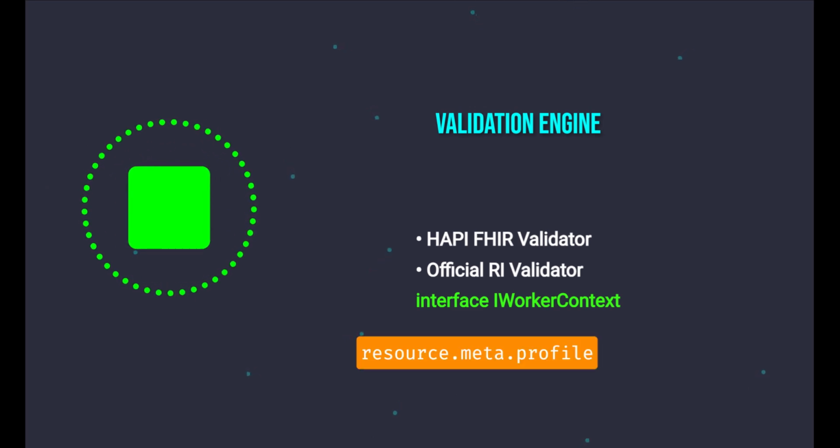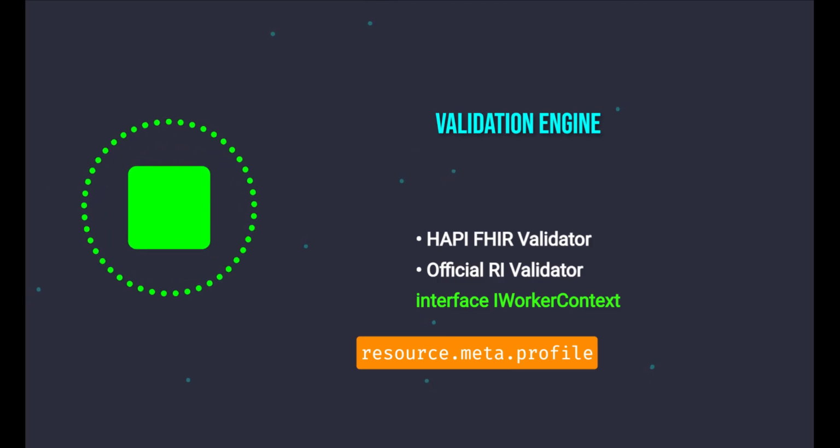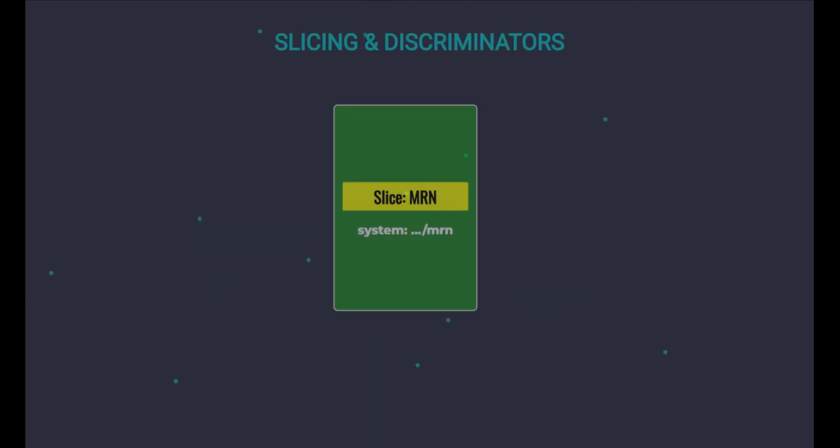When a resource arrives, the engine identifies the target profile, usually via the resource.meta.profile element. If multiple profiles are asserted, the resource must pass validation against all of them simultaneously. Cardinality validation is the most frequent failure point.